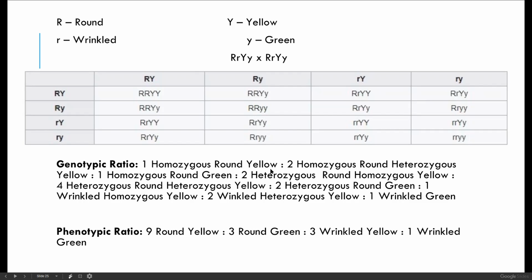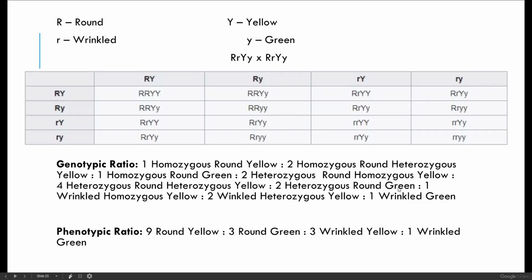This is homozygous. Please take a note. One homozygous round, homozygous yellow. Two homozygous round, heterozygous yellow. One homozygous round, green, because green is recessive. The green will never dominate the yellow. Two heterozygous round with homozygous yellow. Four heterozygous round with heterozygous yellow.